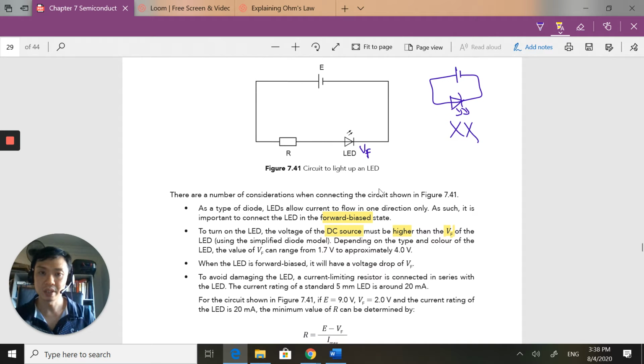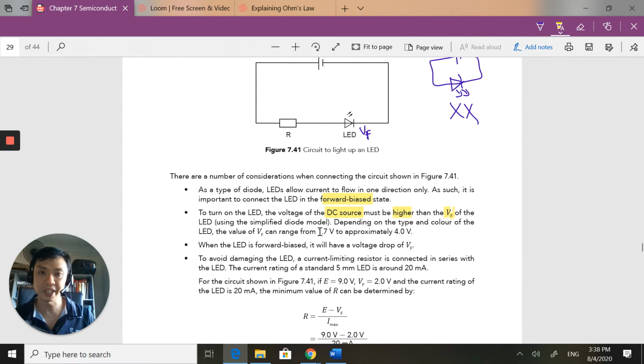Okay, so typically the VF for LEDs are between 1.7 to 4 volts. You got to check the specs of the diodes you buy. So whenever you use a diode, just remember this will have the forward voltage drop of VF. And we always use a current limiting resistor in series with this to protect your LED. Remember, if I have too high a current running through it, it is going to damage your LED.